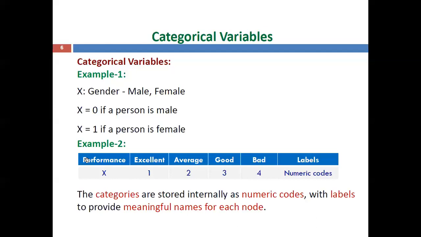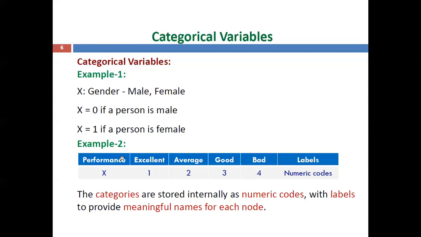Now another one, you can see example 2. Here the performance measure can be represented by a combination of qualitative and quantitative. So performance is one variable name. Then the measures are named excellent, average, good, bad, etc. Now the values of the grades will be given with numeric codes. Like excellent you can make it 1, average you can make it 2, good you can make it 3, bad you can make it 4, etc.